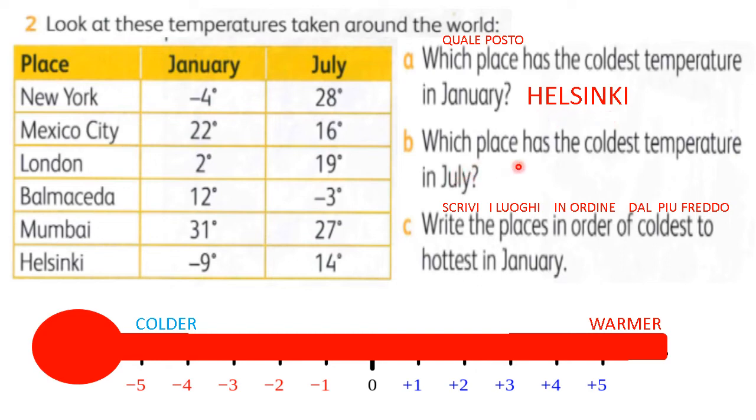B. Which place has the coldest temperature in July? Here we have only one temperature that is negative, and so it is the coldest, which is -3 degrees in Balmaceda.